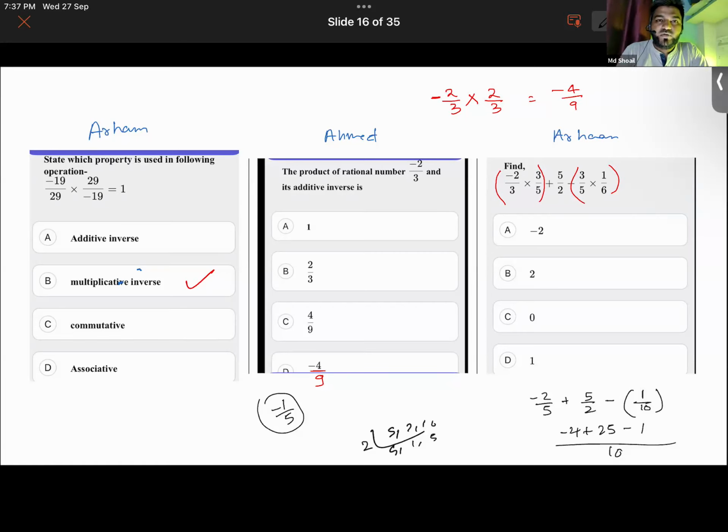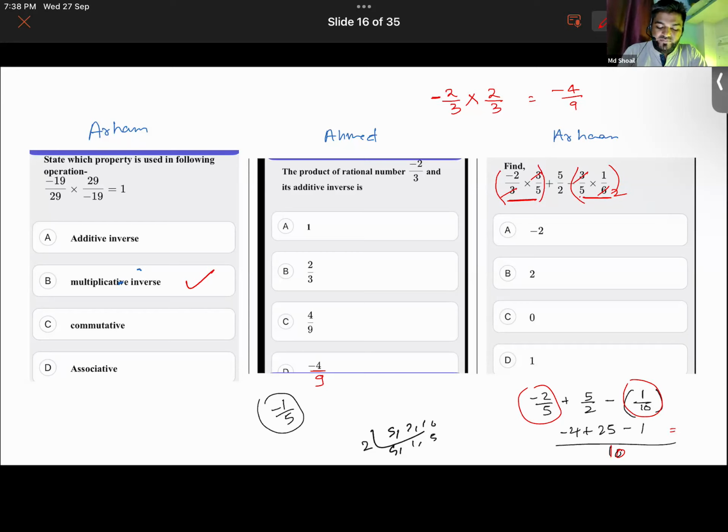Ahmed, your answer was coming how much? It would be only 2. Look, Arham, you also look here. You take the LCM. After having grouped the two values like this, you will simply multiply them. 3 will be getting cancelled. Here it is minus 2 upon 5, and here it is 1 upon 10. So you will take the LCM, that is 10. So minus 4 plus 25 minus 1.